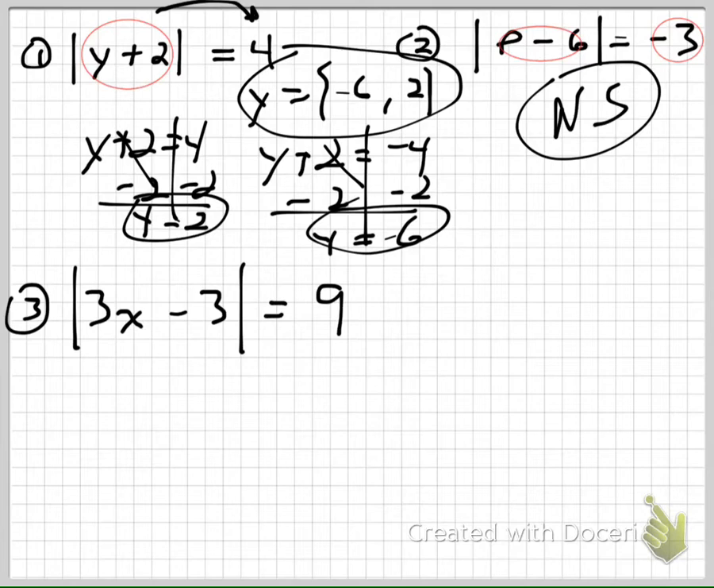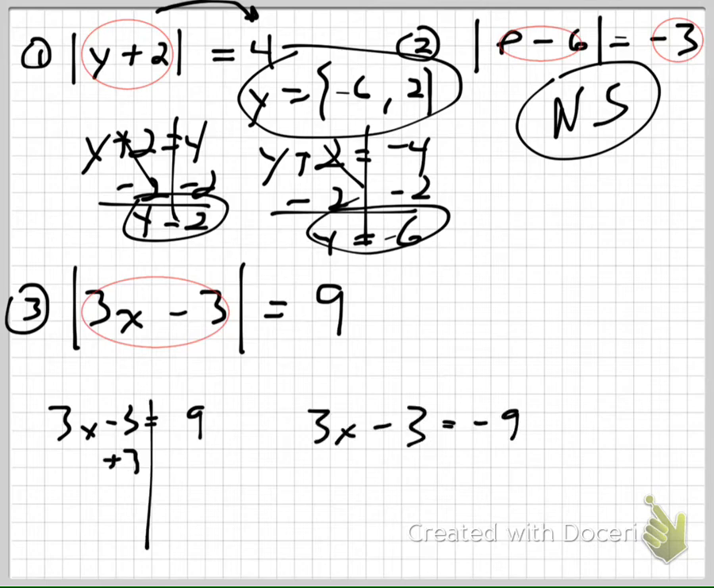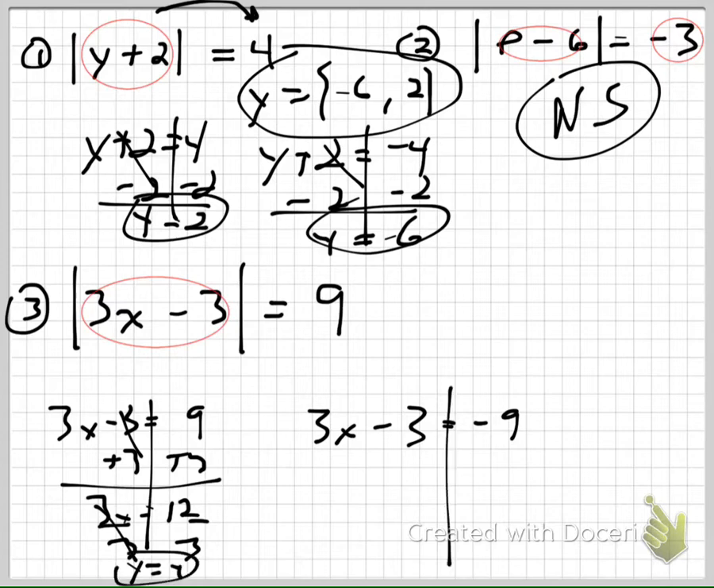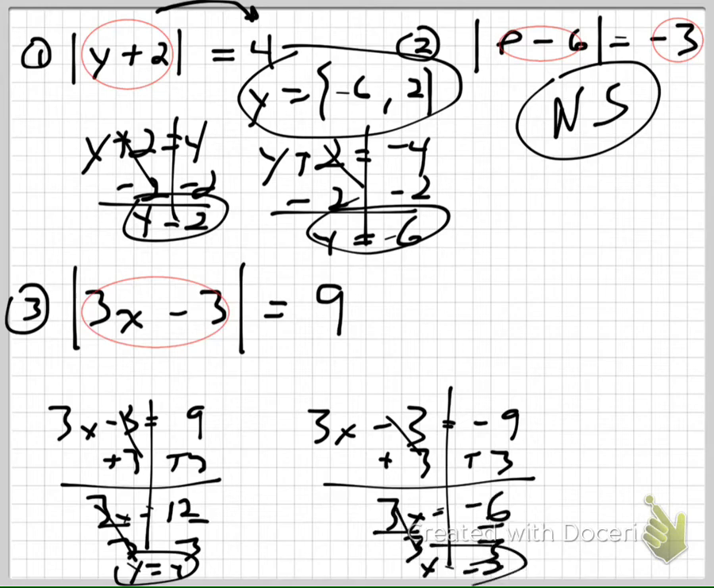Okay, this last one here, what can it be? What can this guy be? 9 or negative 9. So I'm going to write it. 3x minus 3 equals 9, and 3x minus 3 equals negative 9. Plus 3, plus 3. 3x equals 12. Divide by 3. X equals 4. Plus 3, plus 3. 3x equals negative 6. Divide by 3. X equals negative 2. Solution set is x equals negative 2 and 4.